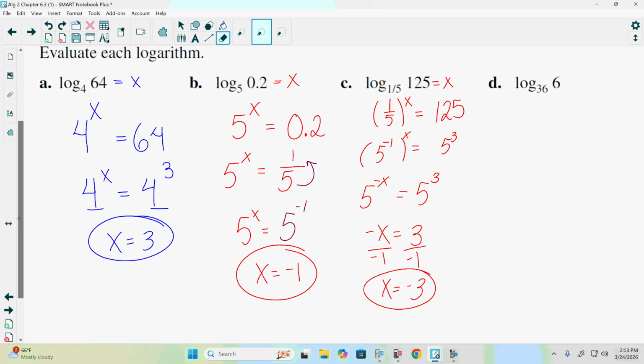We'll look at this last one here, log base 36 of 6. So this is kind of the funny one, because we're saying 36 to what power is 6? It should be something less than 1, yes? And it's probably not going to be negative, because if we got negative 1, it's just going to be 1 over 36.